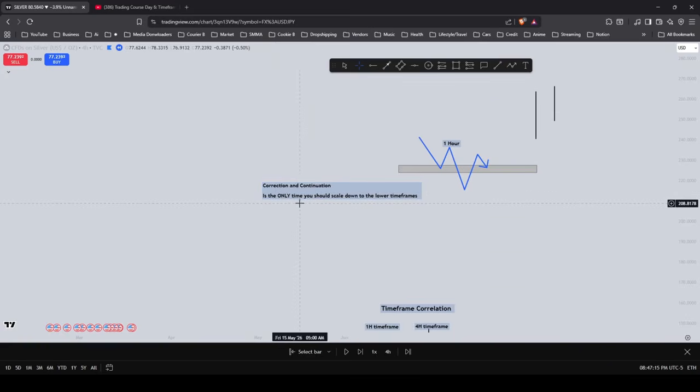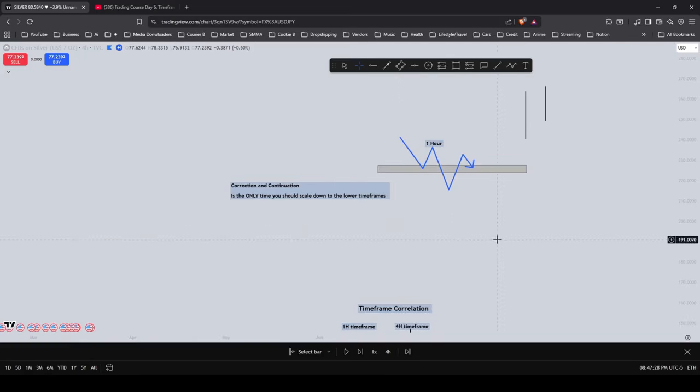Correction and continuation is the only time you should scale down to the lower time frames. Repeat: a correction and a continuation is the only time you should scale down to the lower time frames. Why? Because you have to get your entries from there. You can't look at one thick 4 hour candlestick and be like, oh, let me get my entry here. That's not how that works.